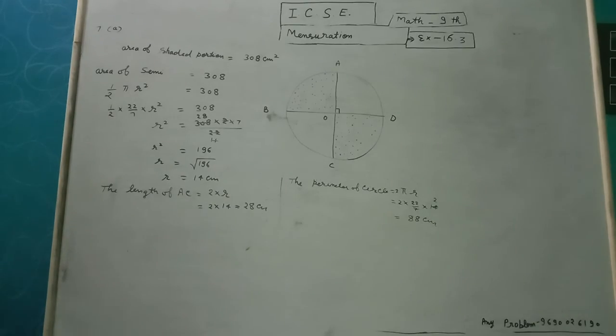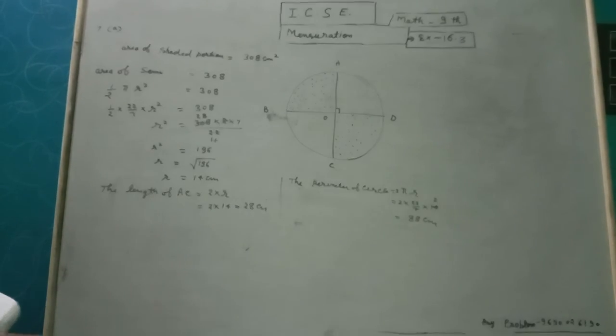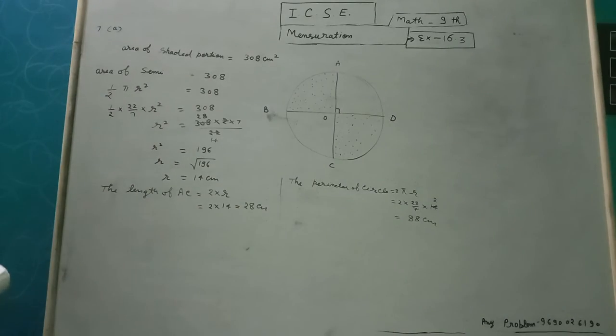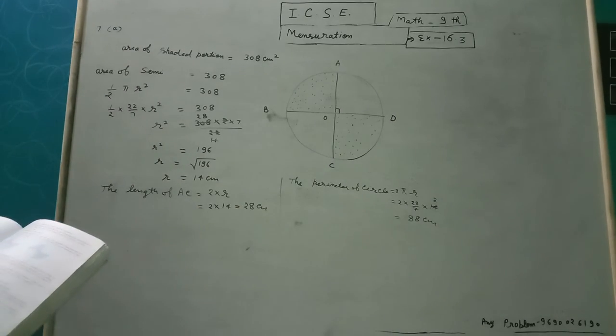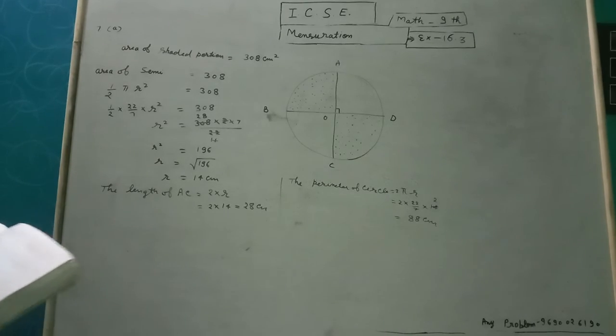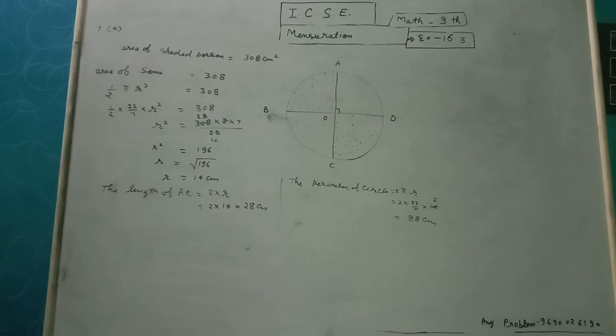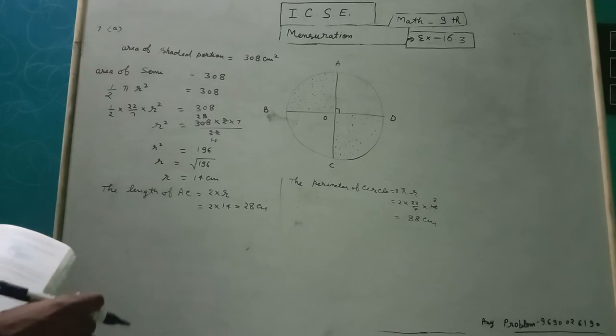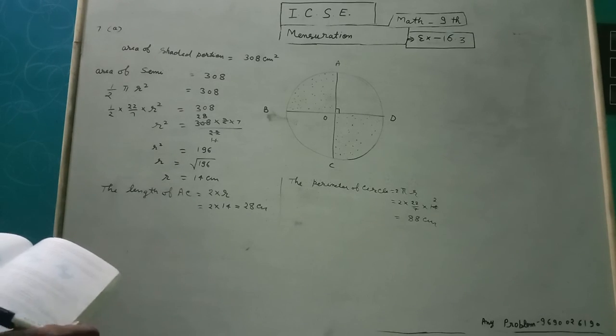Question number 7, A part is complete. The second part is the same. Pi value is the reciprocal of the other part. Second part. Thank you.